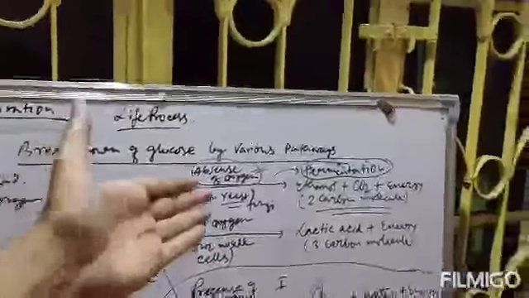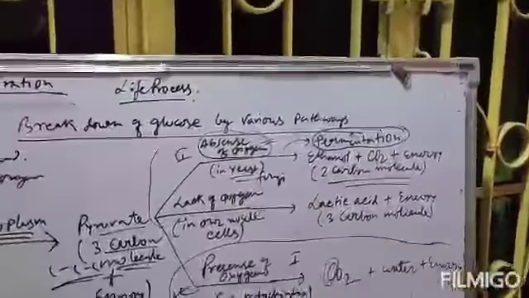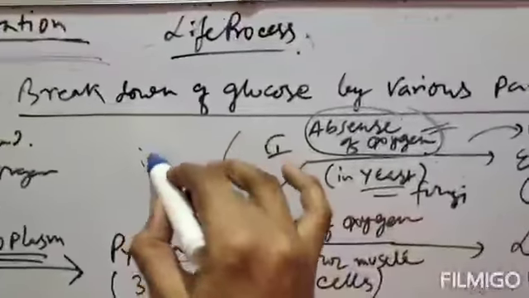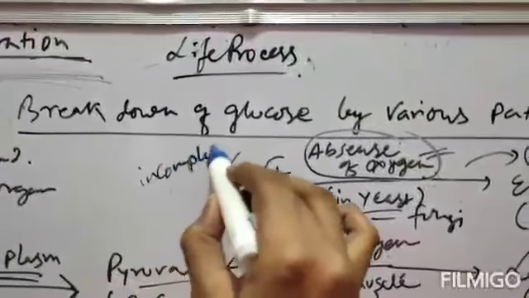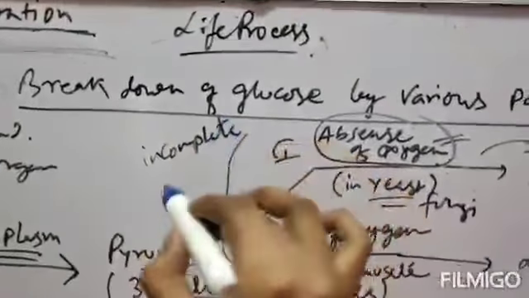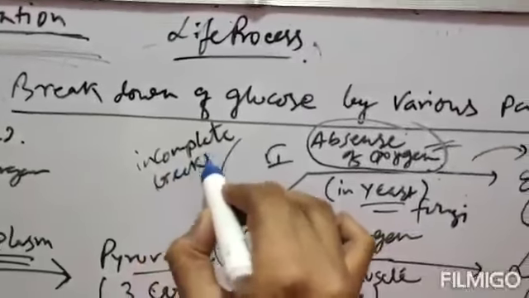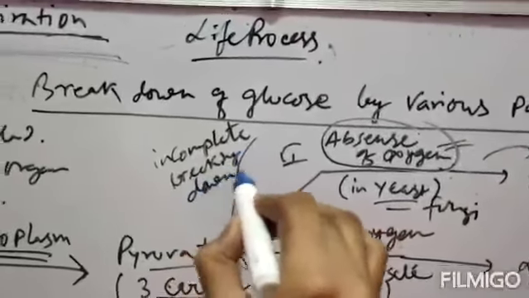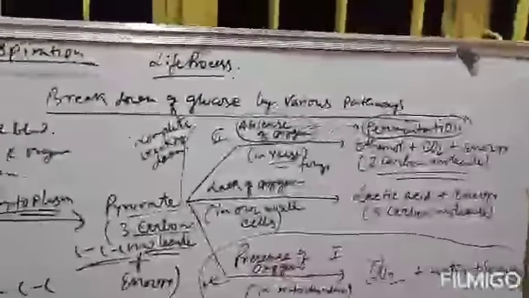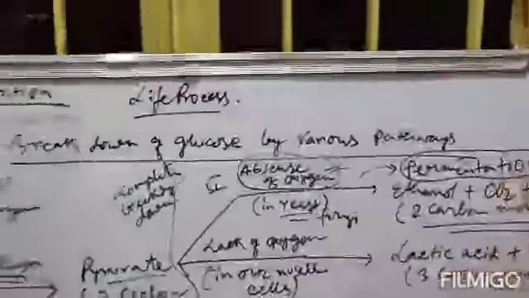As oxygen is absent, the breaking down is not complete. Incomplete breaking down of the carbon molecule takes place. Clear? So this is case number 2. It is known as fermentation.